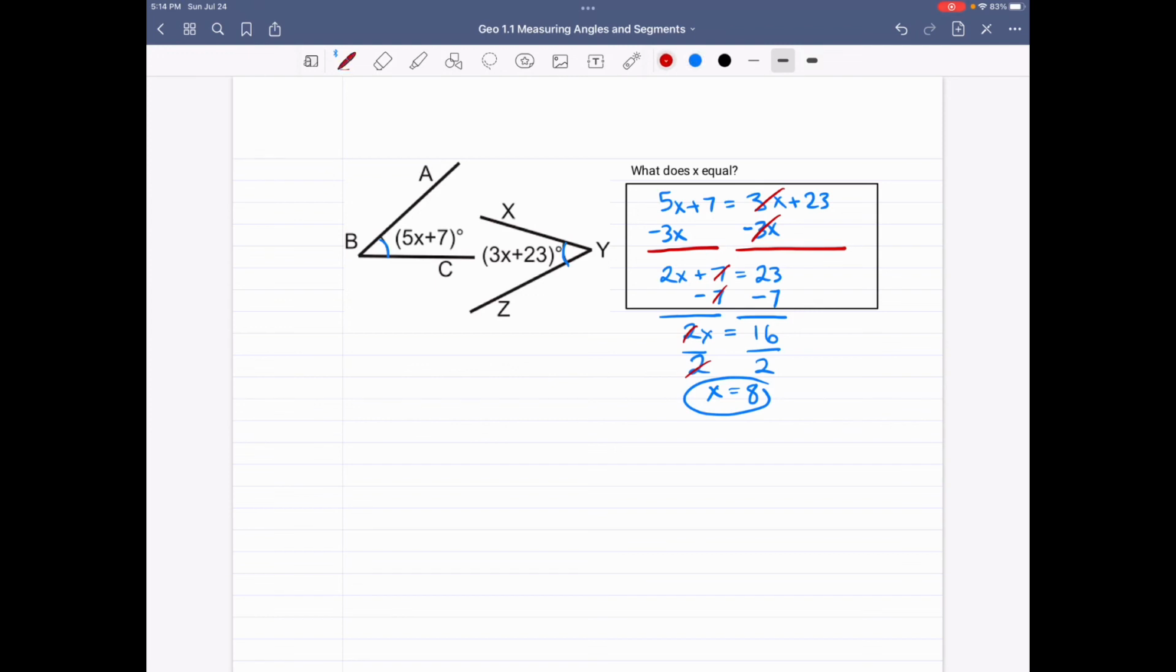I'm just going to make this red, just so you know it's not a division, it's just showing what we did to both sides of the equation. Awesome job.